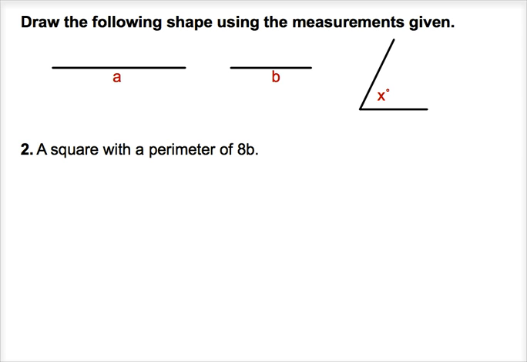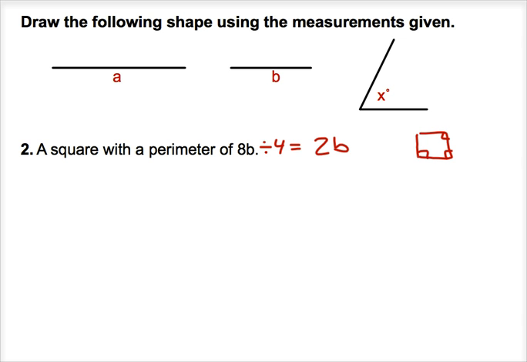Draw the following shape using the measurements given. So it's still segment A and B and angle X. It says a square with a perimeter of 8B. Well, the one thing I sort of notice is if the perimeter of a square is 8B and I divide it by 4, I can get that the side length of each side of the square is going to be 2B.